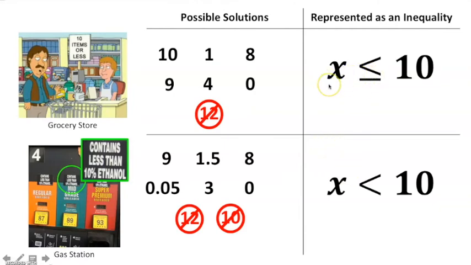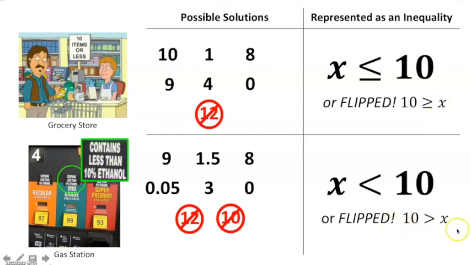Left means less than. One little idea though is if I flip the 10 and the x, I just have to flip the sign as well. So I could say 10 is greater than or equal to x. It means the same thing. Likewise, I could say that 10 is greater than x, and that means the same thing as x is less than 10, right? I'm just flipping the numbers and the letters, so I have to flip the sign.